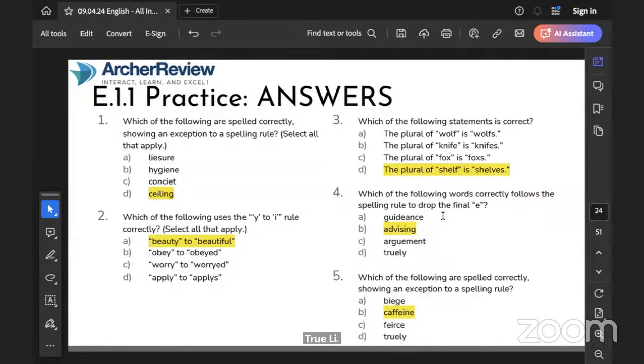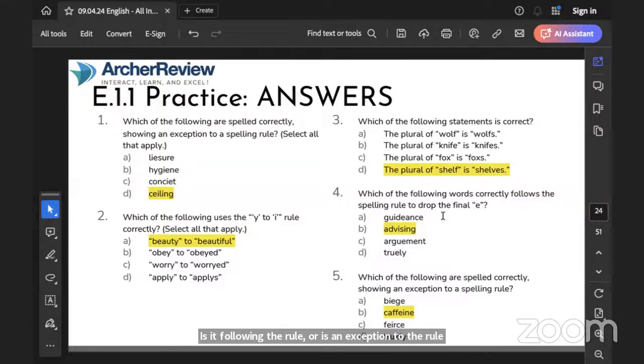So it's an exception to dropping the final E rule, not following the final E rule. That's the tricky part of that one, and the same thing with C, argument. So it's all in that wording. Is it following the rule or is it an exception to the rule?